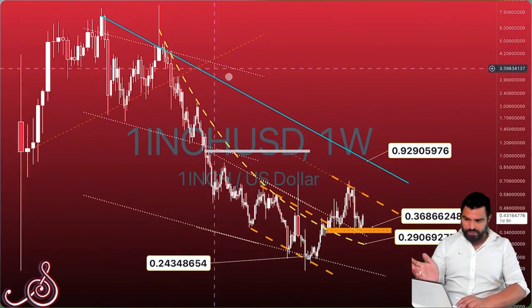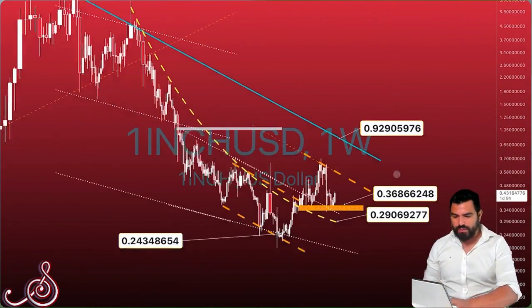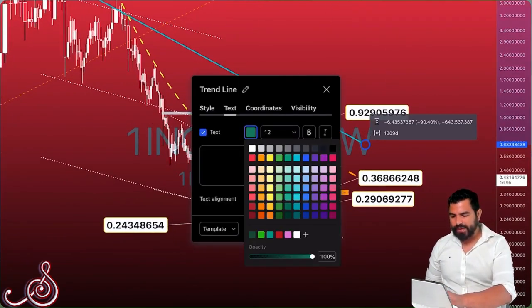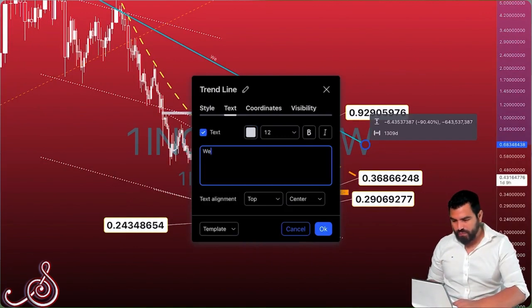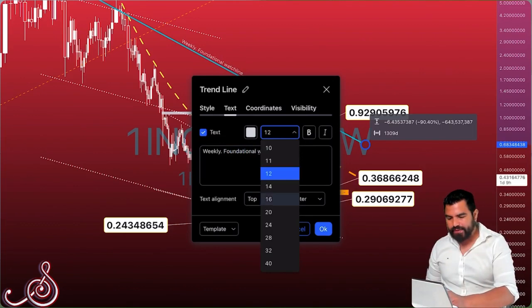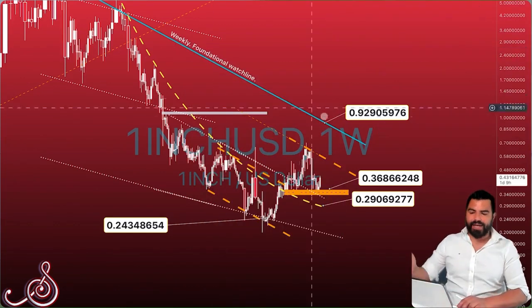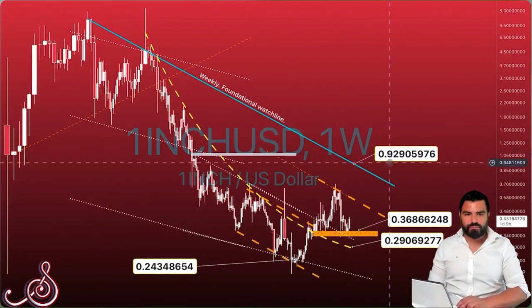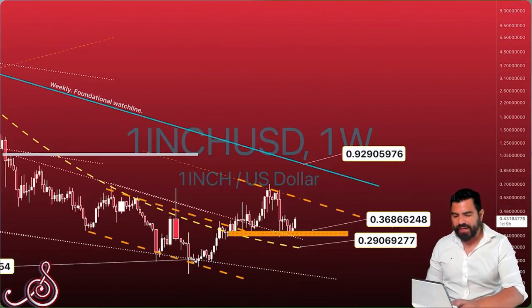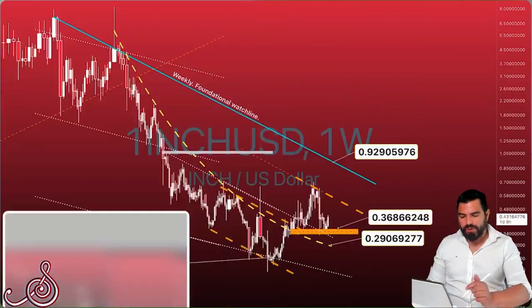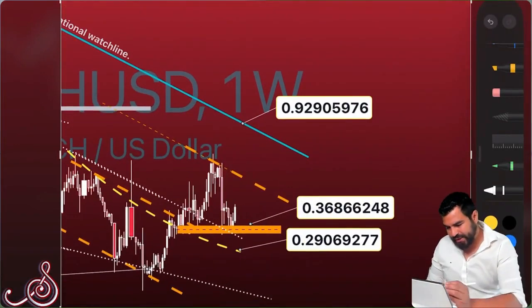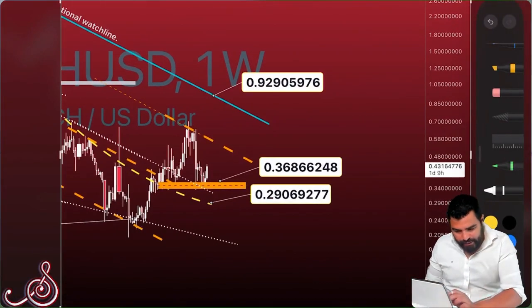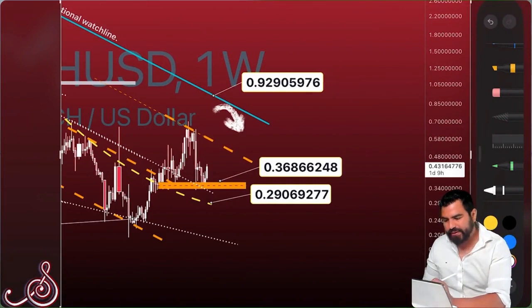Weekly chart, blue resistance. If you want to give it a label, you can. Text: weekly. Okay, weekly foundational watch line. See? So this is the bigger, larger key angle you're going to be looking at. Okay, that's the bigger one. And if it hits this season, you're looking to hit around 92 cents. Again, current price is closer to 43 cents.